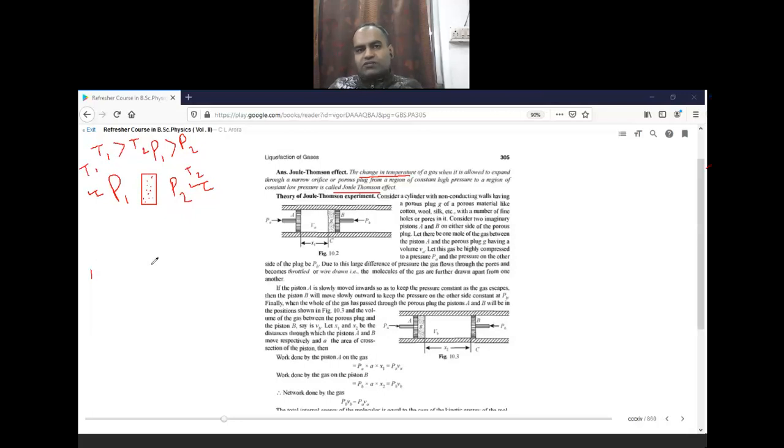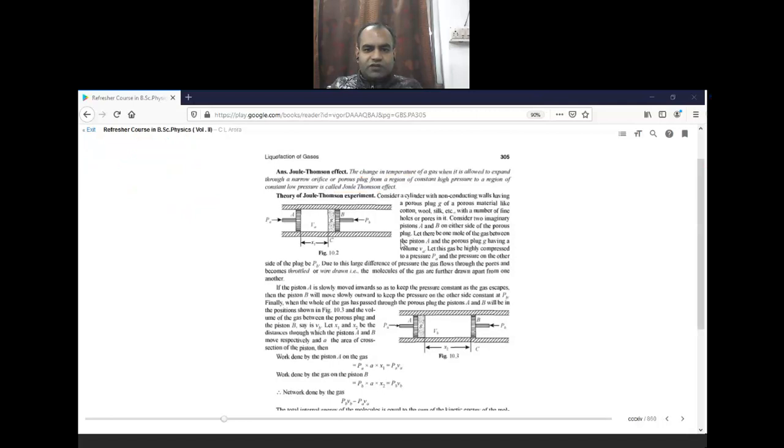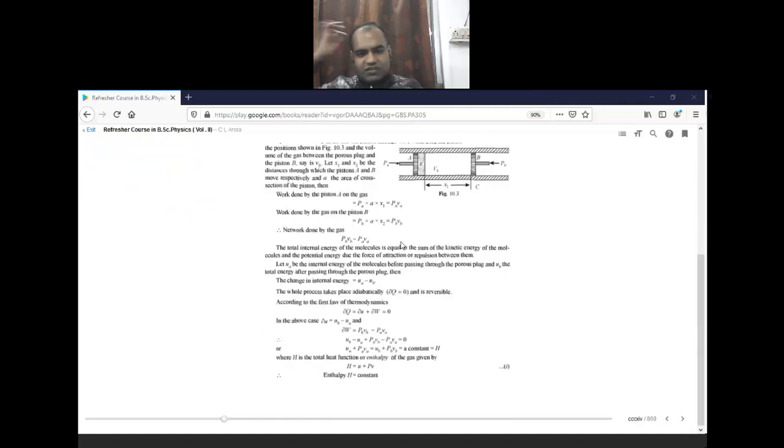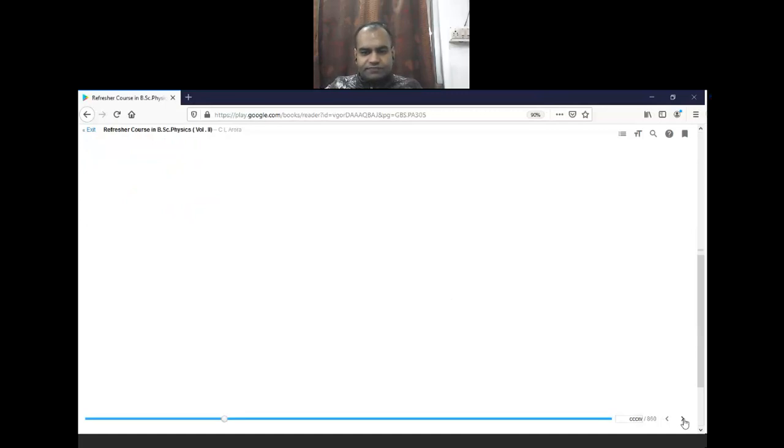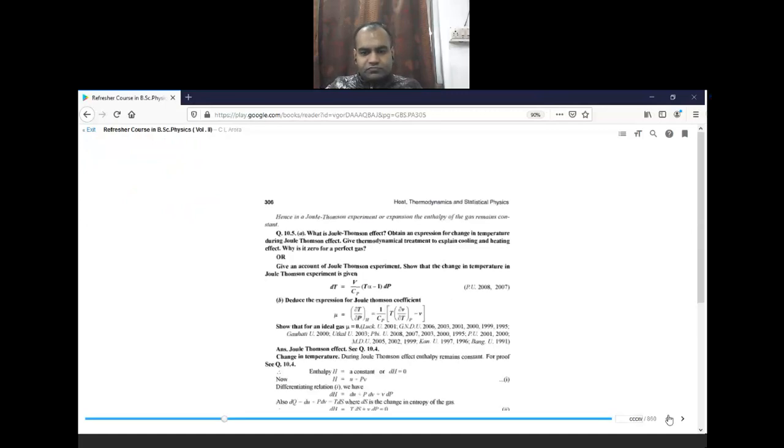So Joule and Thomson performed this experiment, and they found that there is a change in temperature of the gas when it flows from a region of high pressure to a region of low pressure through the porous plug. Okay. So now we have to understand mathematically how this change in temperature happens and under what conditions these things happen.